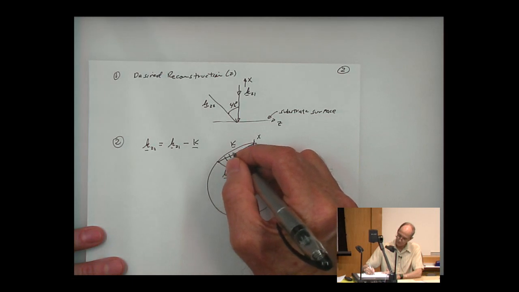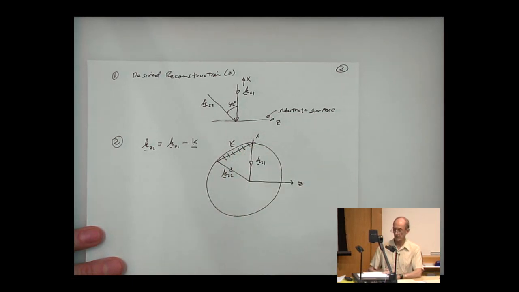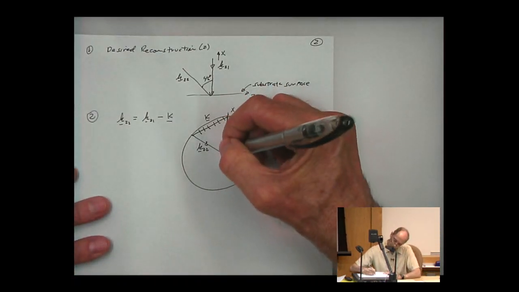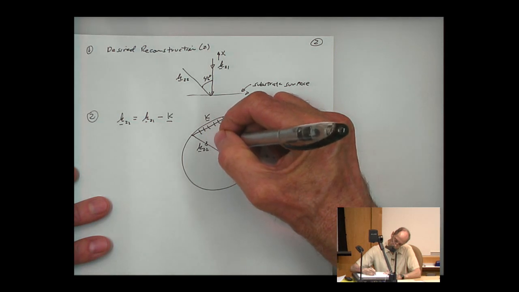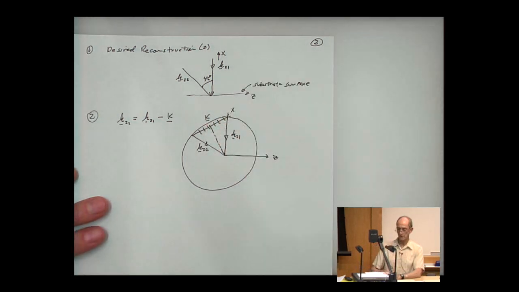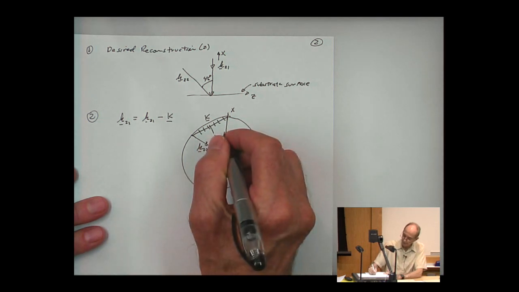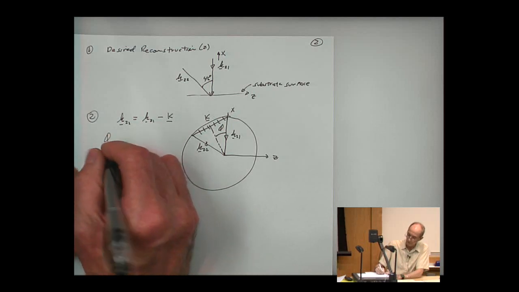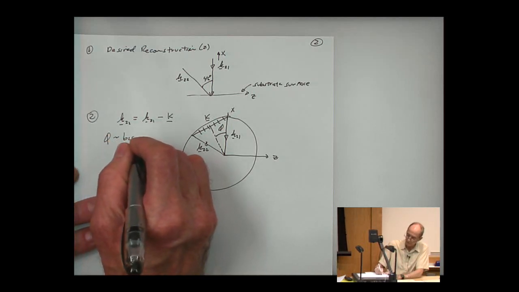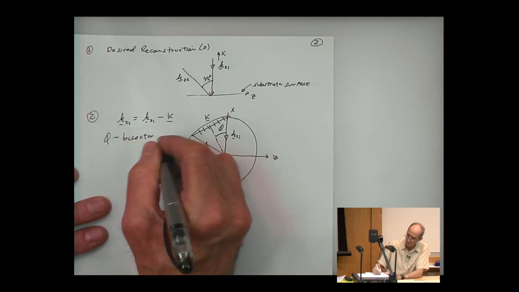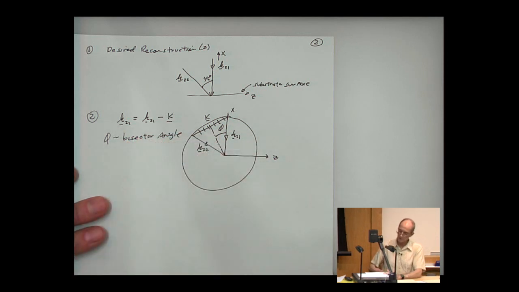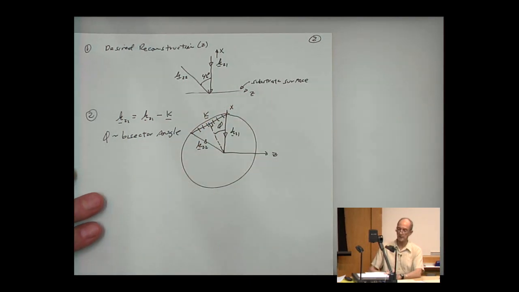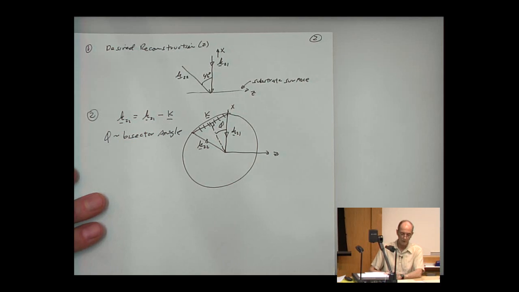The fringes again are going to be along the bisector between those two, so let's draw a bisector that goes through the origin. This bisector angle we have as phi. So phi is the bisector angle between those two propagation vectors, and also it's perpendicular to K.